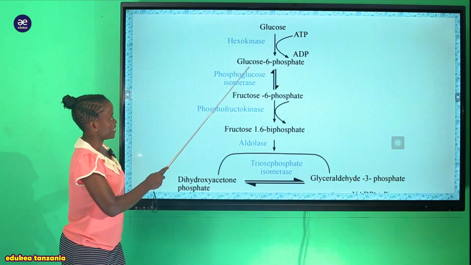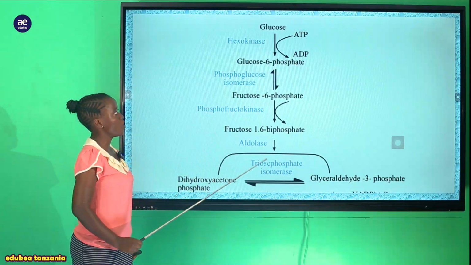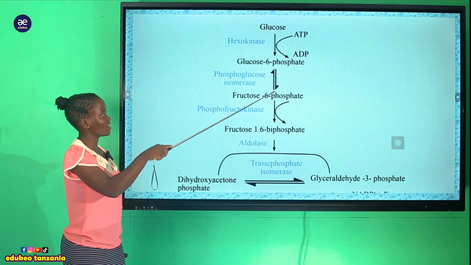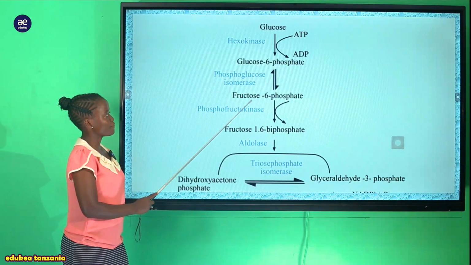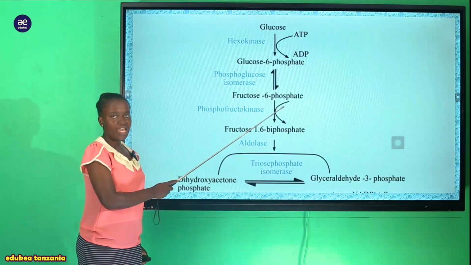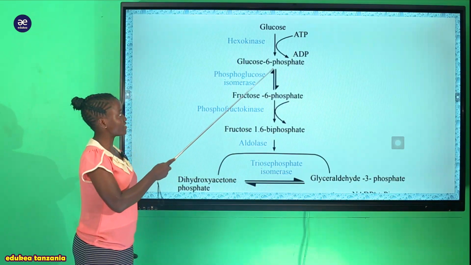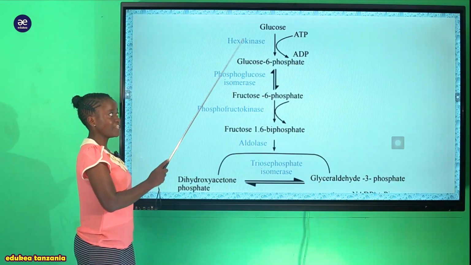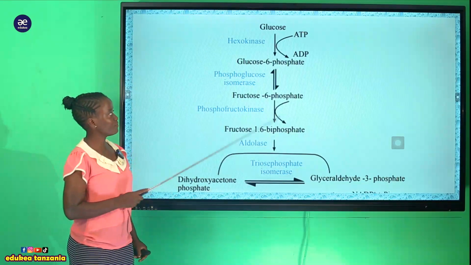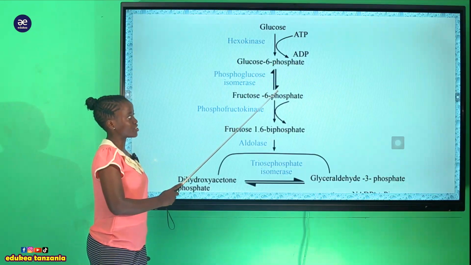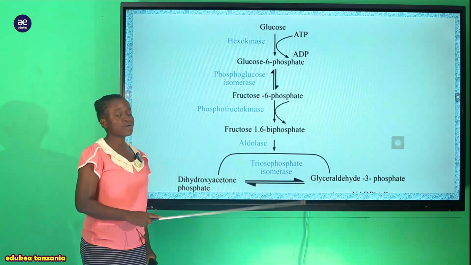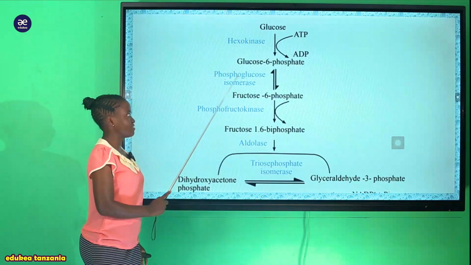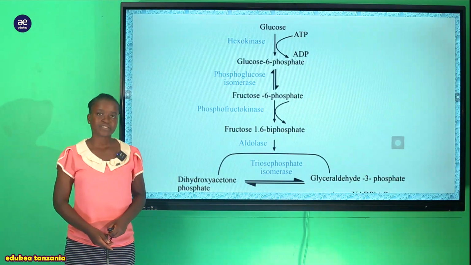And after formation of this glucose 6-phosphate, this molecule will be isomerized to form fructose 6-phosphate. To be isomerized means that this molecule and this molecule have the same molecular formula, but they have different structural formulas. And that is why we perform isomerization, so that this molecule cannot escape outside the cell. So now we are using the enzyme called phosphoglucose isomerase.